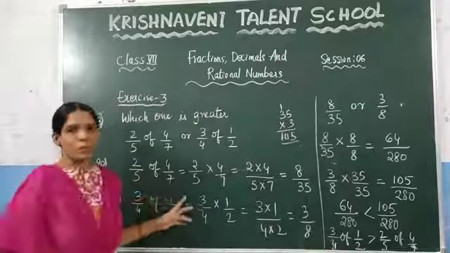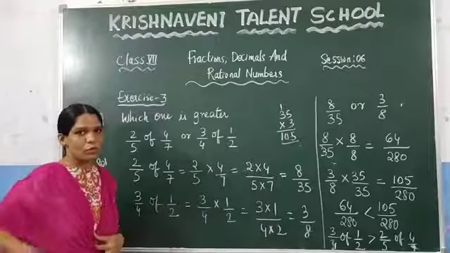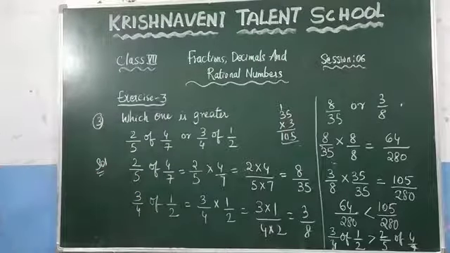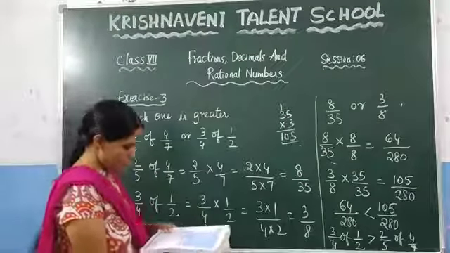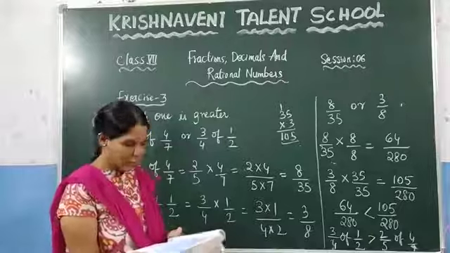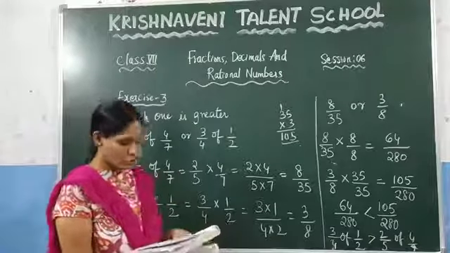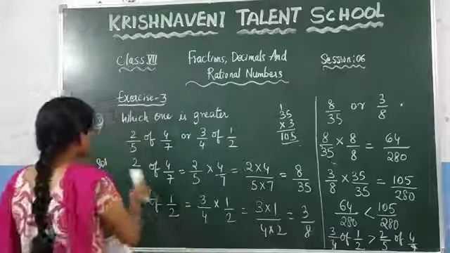In this, one more problem is given that you can do as homework. Now see the fourth question. Similarly, the third question, the second bit, is the same thing. They have given two fractions. You need to follow the same process. Now see the fourth question.